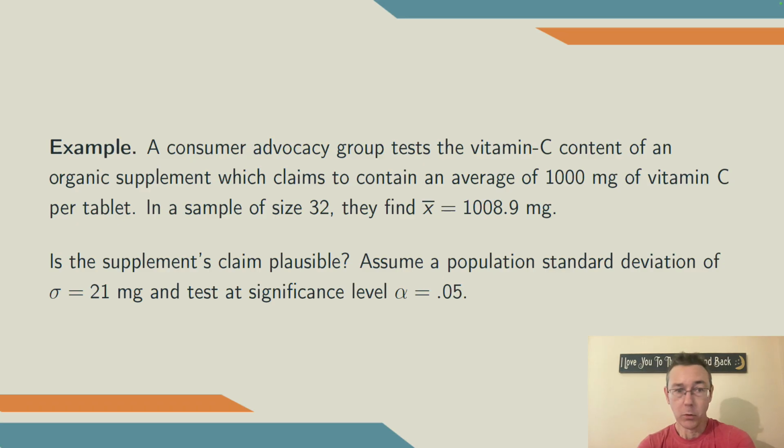Okay, here's the example we're going to work through. A consumer advocacy group tests the vitamin C content of an organic supplement, which claims to contain an average of 1,000 milligrams of vitamin C per tablet. In a sample of size 32, they find a sample mean X bar of 1,008.9 milligrams. Is the supplement's claim plausible? Assume a population standard deviation of 21 milligrams and test at significance level alpha equals 0.05. So I recommend pausing the video, giving this problem a try before unpausing to see my solution.